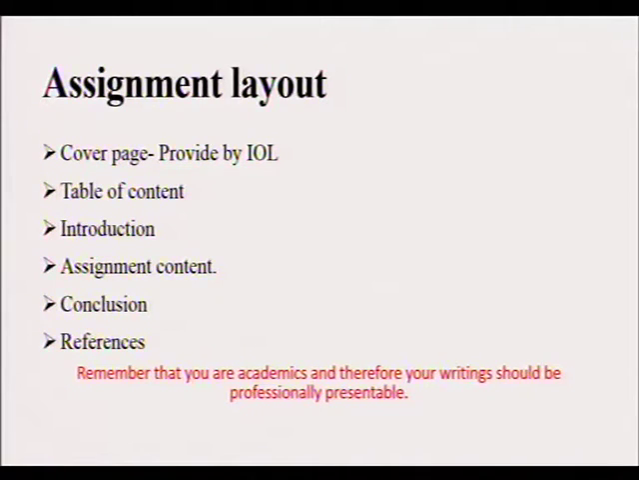And then the next part is the assignment content. That is where you have to answer your questions, and then you have to put out your conclusion, what you have learned, and what you are going to do in your subject from what you have learned. And then the references. If you used a textbook, a study guide, the internet, or whatever information you used to answer your assignment, you must put it under the references.